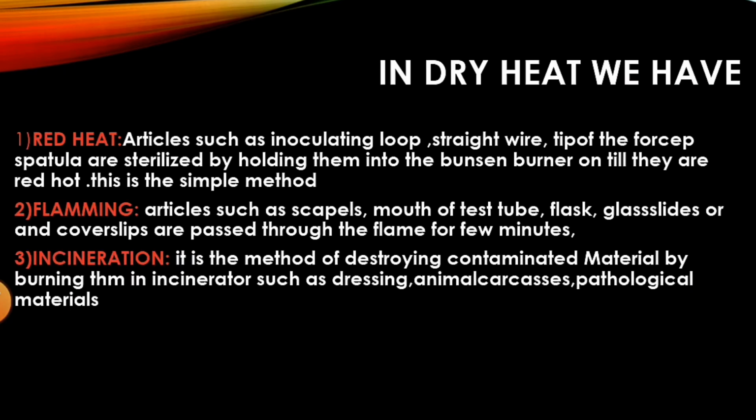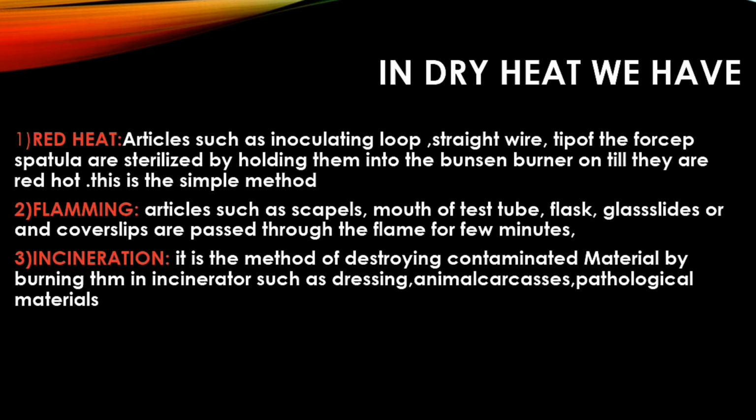In dry heat, we use different types of dry heat, such as red heat. In this type, articles such as inoculating loops, straight wires, tips of forceps, and spatulas are sterilized by holding them in the Bunsen burner until they are red hot. So this is a simple method that provides sterilization.